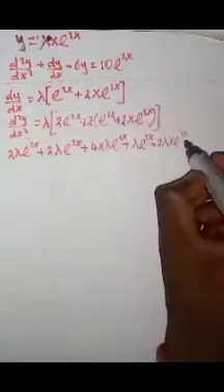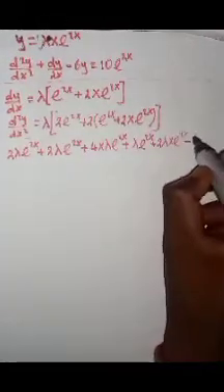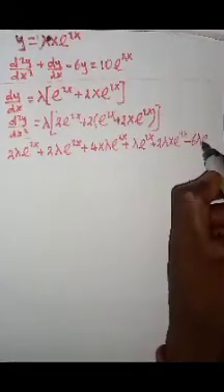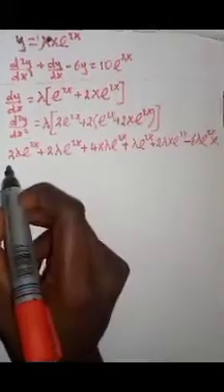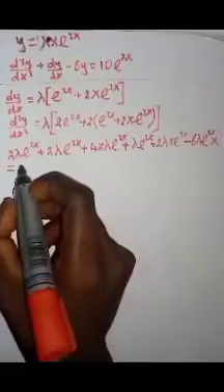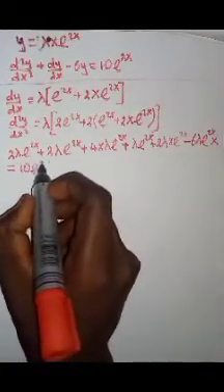Then minus 6 times the function itself, minus 6 lambda x e raised to the power 2x. I'd forgotten to put the x. Good. Then I'll just continue it here. This has to be equal to 10 e raised to the power 2x.